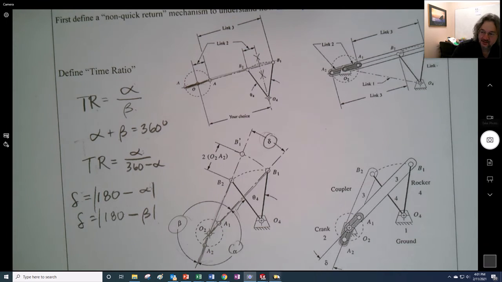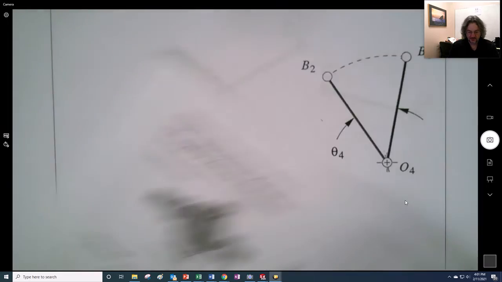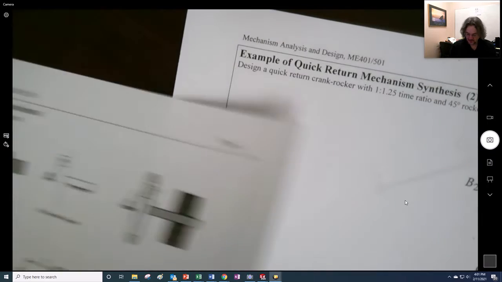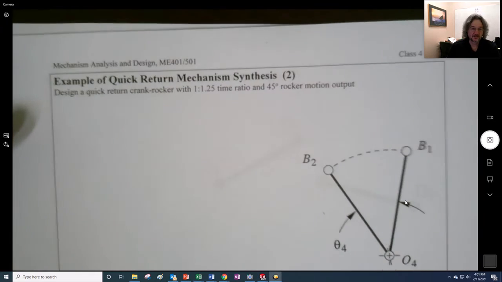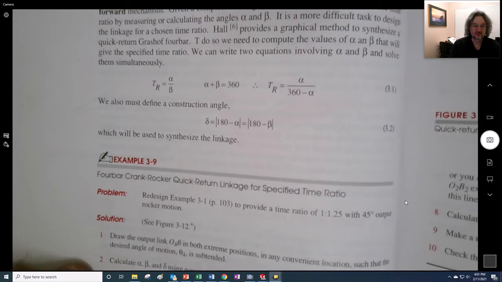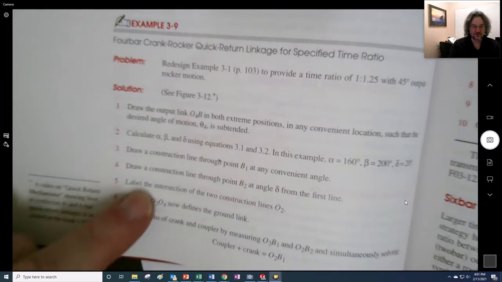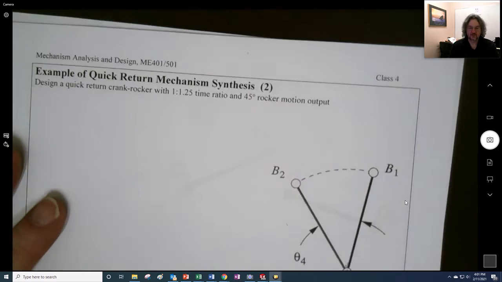So let's see. I want to make sure that we're keeping track. That was 10 minutes into this. Let's do an example. This is example 3.9 from the textbook, where we have a quick return mechanism right here. They give us a procedure walking through there. So I couldn't recall it all that well.